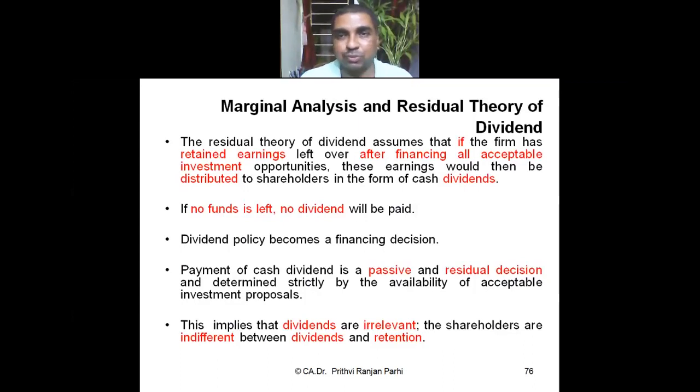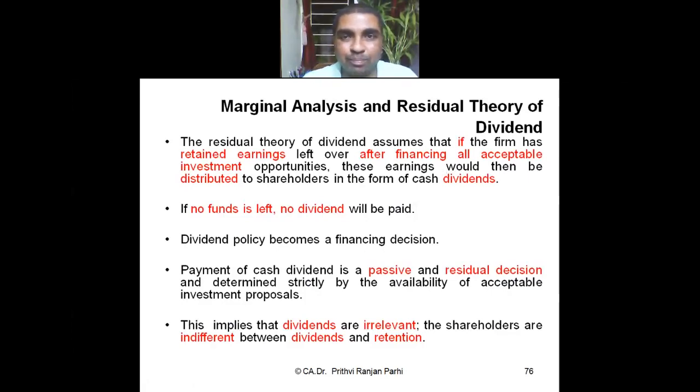This particular theory assumes that the firm has retained earnings and the firm has some investment opportunities. Investment opportunities means acceptable investment opportunities. You know how to evaluate an investment opportunity. In the capital budgeting chapter we can apply techniques like IRR, NPV, etc. You can decide which are the acceptable projects. So if the firm is having retained earnings and acceptable projects, then what should the firm do?